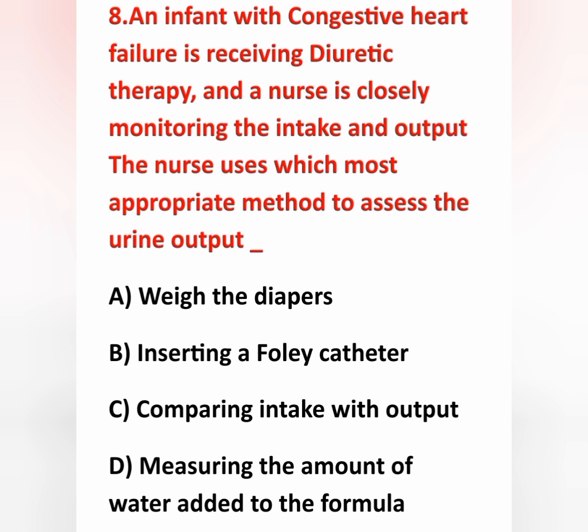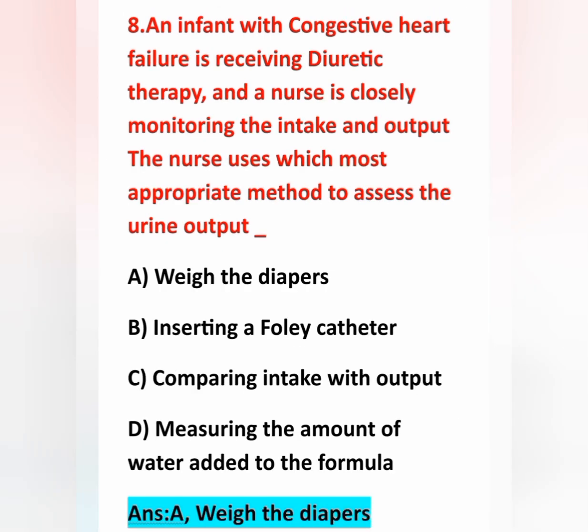Here the question is, an infant with congestive heart failure is receiving diuretic therapy and the nurse is monitoring the intake and output of the infant. Which is the most appropriate method to assess the urine output of the infant? The correct answer will come among these options. Option A is the correct answer, weigh the diapers.